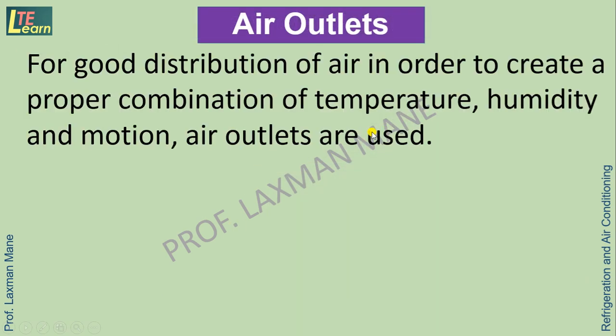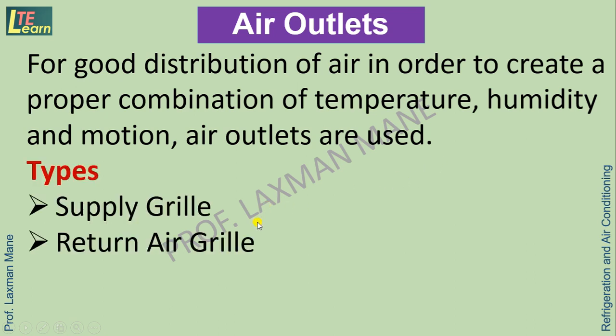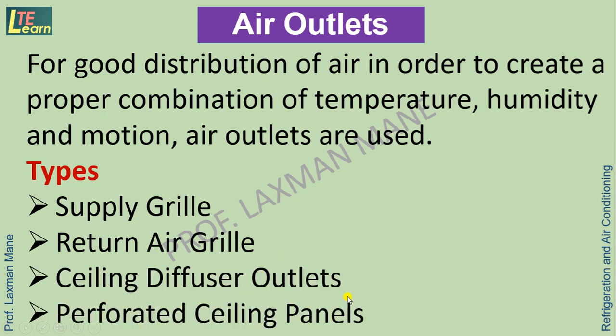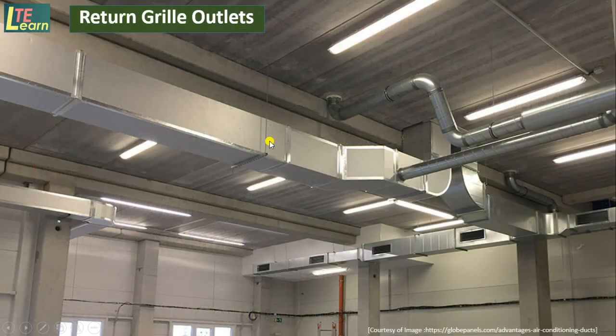Air outlets. For good distribution of air, in order to create a proper combination of temperature, humidity and motion, air outlets are used. So here are the following types: supply grille, return air grille, ceiling diffuser outlet and perforated ceiling panels. This is a return grille outlet.